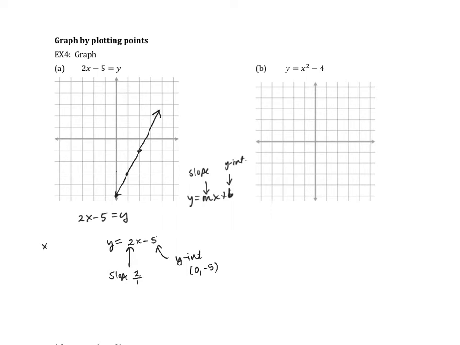And then just remember, we can always pull out an xy table, 0, 1, 2, put some easy points in there and then calculate them. 2 times 0 minus 5, that's negative 5. 2 times 1 minus 5, that is negative 3. And notice that we're getting the points that we did using y equals mx plus b. 2 times 2 minus 5, that's negative 1.